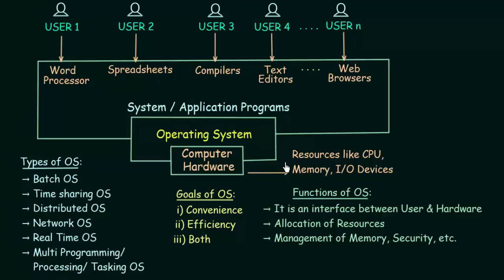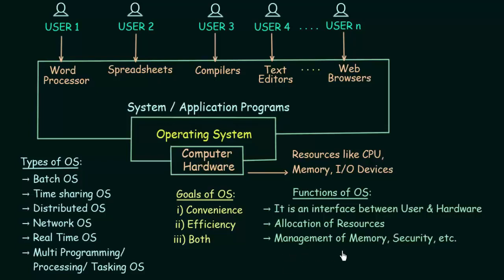We have limited resources. That means we have limited hardware. So how should these resources be allocated to users in such a way that everybody gets their share and it performs in an efficient manner? All this is done by the operating system. So it allocates resources to different users or different processes in a good manner. That is the function of the operating system.